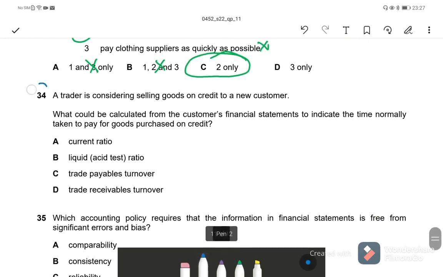Next, question number 34. A trader is considering selling goods on credit to a new customer. What could be calculated from the customer's financial statements to indicate the time normally taken to pay for goods purchased from their suppliers? Suppliers payment is trade payable turnover. So the correct answer is option C.